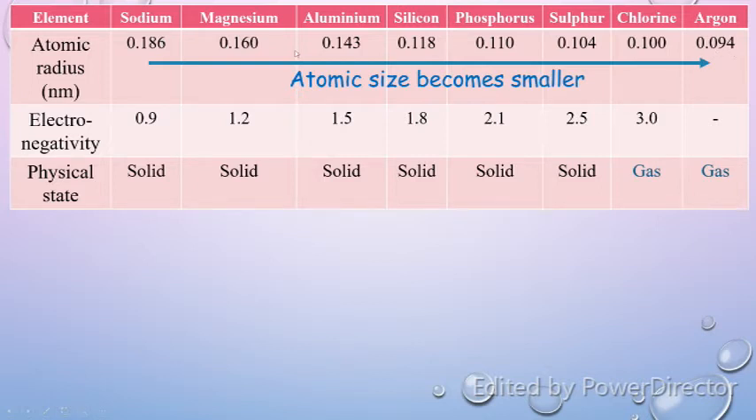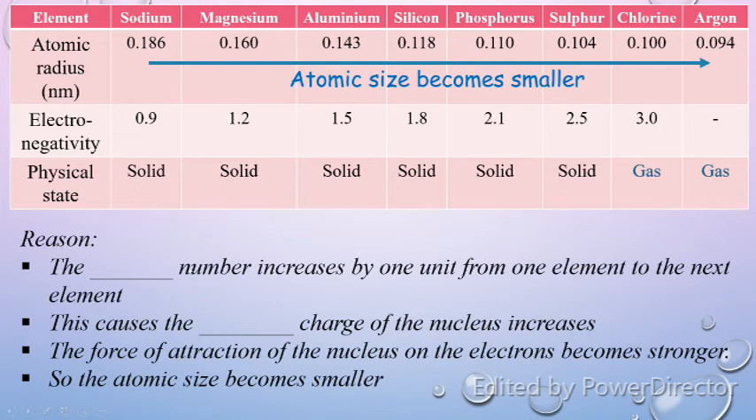I got this table from your textbook. So the first thing you have to remember for today is that the atomic size becomes smaller across the period, which means when we move from left to right. How do you explain this? Because what number increases by 1 unit from one element to the next element? Remember, the proton number increases by 1 unit.